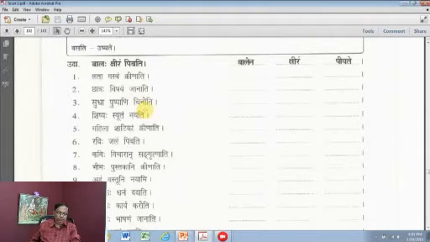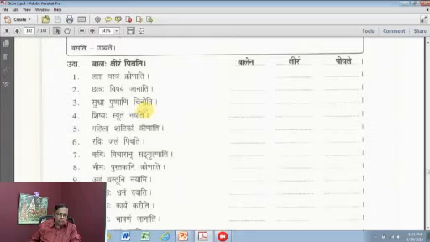3. Sudha pushpani chinoti. Sudhaya pushpani chiyante. Sudha is a name of a girl. Pushpani, flowers. Chinoti, collects. Sudha is collecting the flowers. Sudhaya, by Sudha. Pushpani, the flowers. Chiyante. Chinoti becomes chiyate is there, no?